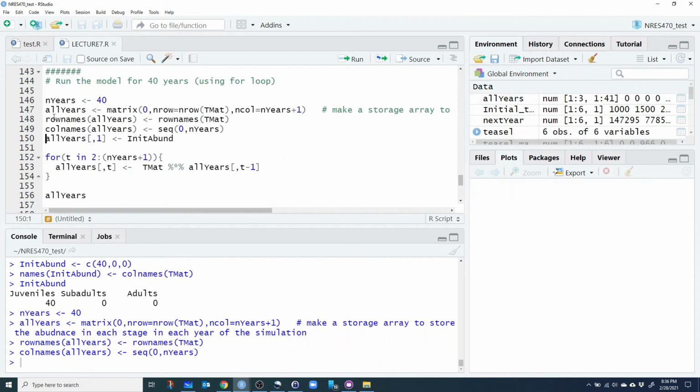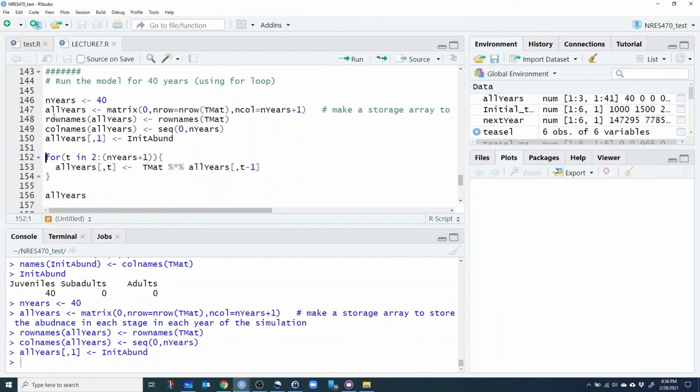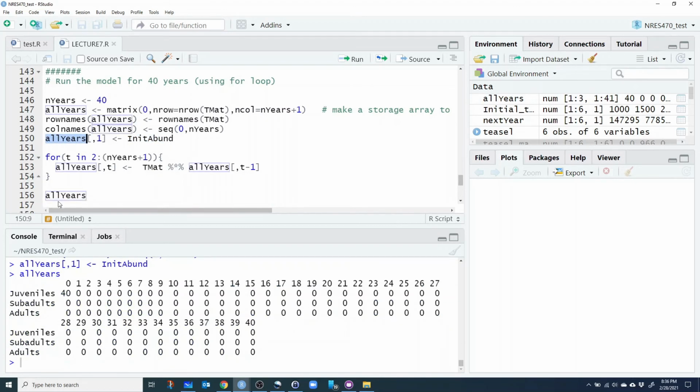we'll name the rows and columns, and we'll set the first year equal to that initial abundance vector that we already set. So this storage array is going to look something like this. The first year, you have 40 juveniles, 0 subadults, 0 adults, and then we're going to fill in all these remaining years from 1 all the way to 40 using matrix multiplication to compute the abundance in each year.